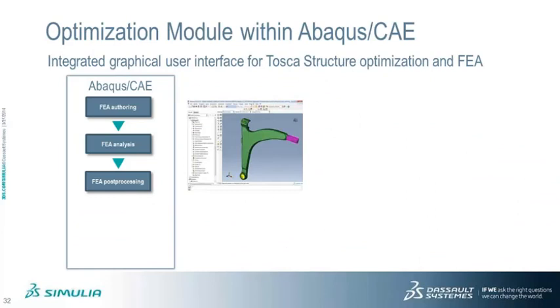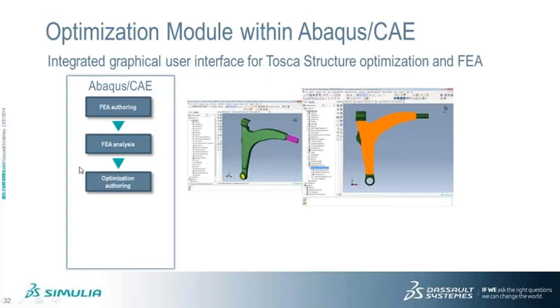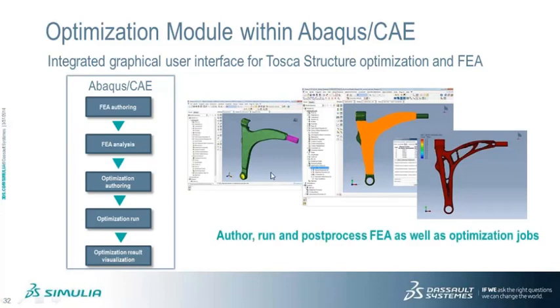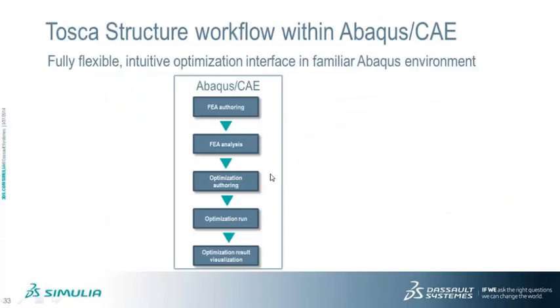Now, with the optimization module, we are extending the Abaqus CAE capabilities from an FEA authoring tool as well to an optimization authoring tool. So based on the FEA authoring and FEA analysis, you can afterwards continue with optimization authoring directly within the well-known Abaqus CAE interface, run the optimization, and finally post-process your results, all in one interface.